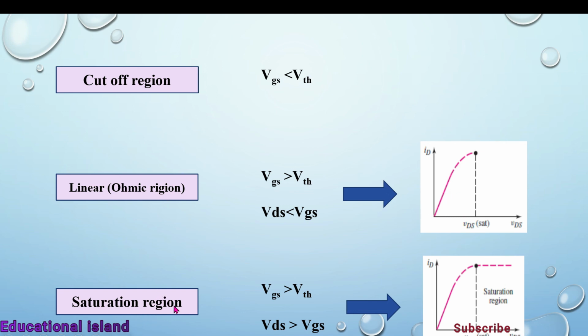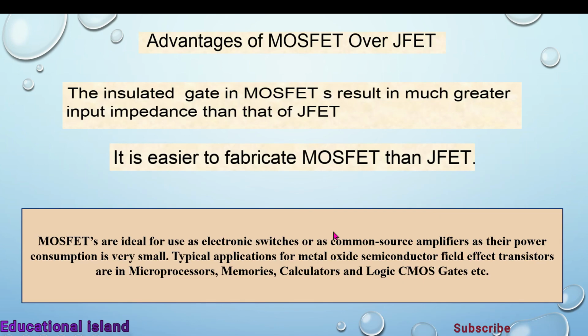Then there is the saturation region, when VGS is greater than VTH and VDS is greater than VGS. In this region, with VGS greater than the threshold voltage and VDS greater than the gate to source voltage, the transistor is in its constant current region, and we can say it is fully on. The drain current will be maximum, with the transistor acting as a closed switch. And these are the regions we have discussed, and now the advantages of MOSFET over JFET.